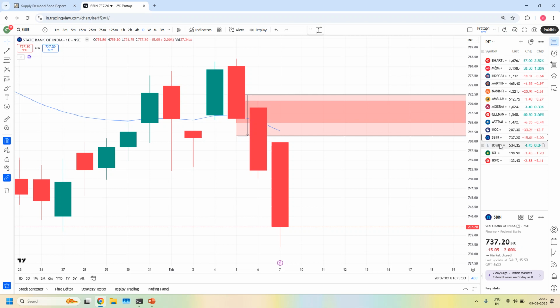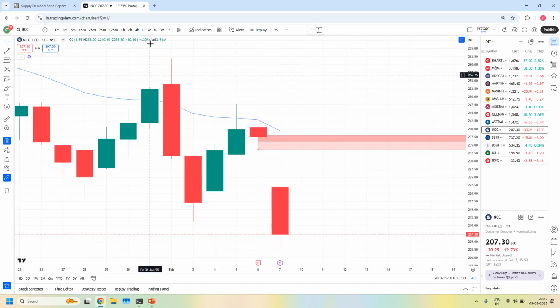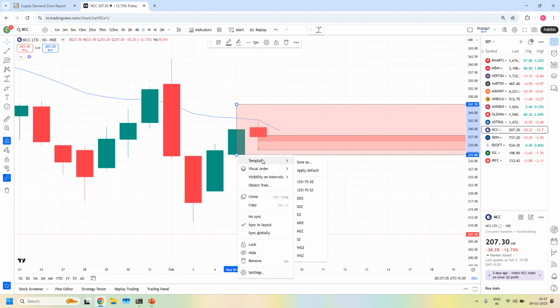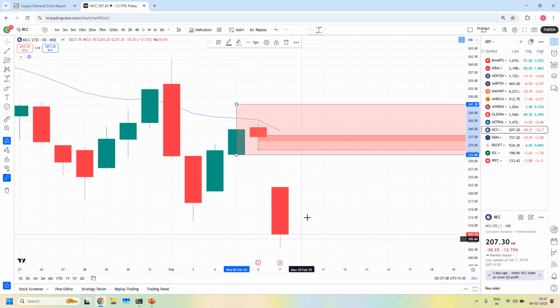So let us look into these two and NCC also. First let's start with NCC. Let me go to the daily. We are already in the daily time frame. See here in the daily we have a rally, we have 2 base candles and then we have a drop candle. Let us draw the daily supply zone. See, we have a daily supply zone.